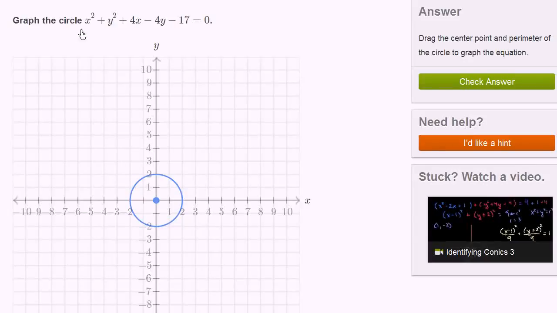We're asked to graph the circle, and they give us this somewhat crazy looking equation, and then we could graph it right over here. And to graph a circle, you have to know where its center is, and you have to know what its radius is. So what we need to do is put this in some form where we can pick out its center and its radius. So let me get my little scratch pad out and see if we can do that.